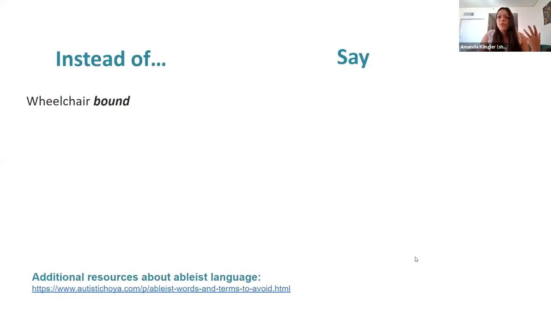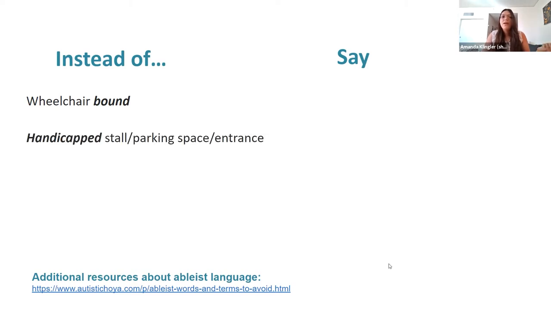So other things to think about with terminology and the way we talk about access: often people will refer to wheelchair users as wheelchair bound, right? And so wheelchair bound gives this idea that the wheelchair is a limitation or a confinement, when really for people who use wheelchairs, the wheelchair is how they are able to participate in the world, right? So thinking about it in that way is not necessarily helpful, right?